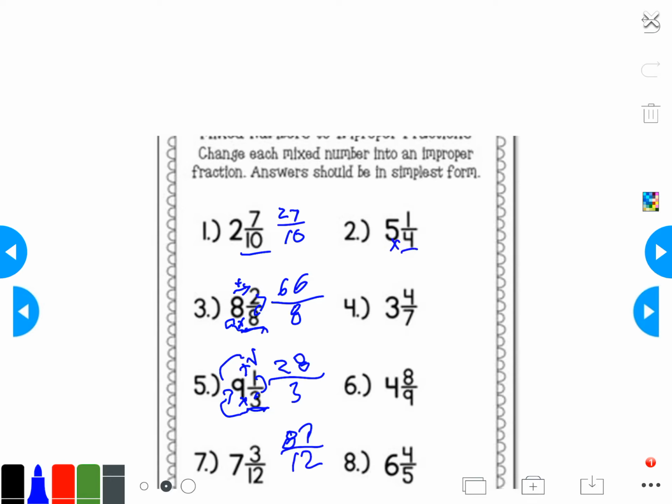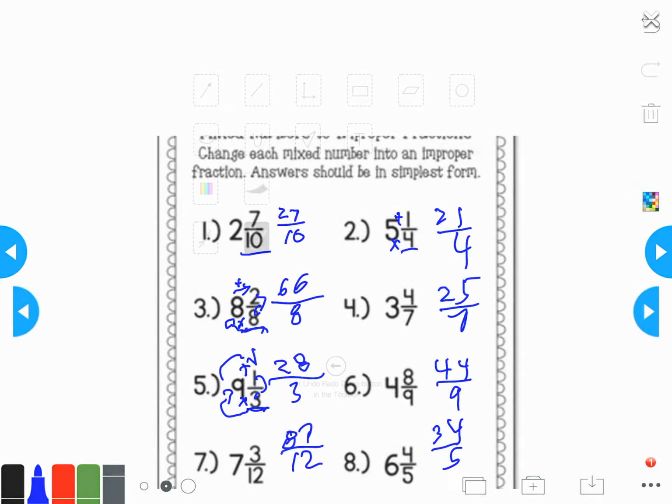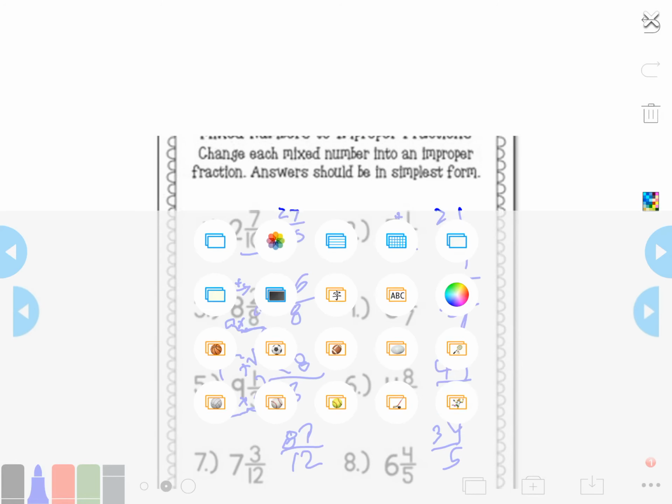4 times 5 is 20, plus 1 is 21 over 4. 7 times 3 is 21, plus 4 is 25 over 7. 9 times 4 is 36, plus 4 is 40 over 9. 5 times 6 is 30, plus 4 is 34 over 5. So I don't know if there's any actual questions on the tests converting mixed numbers to fractions greater than 1, but you need to know it for the next page. Next page.